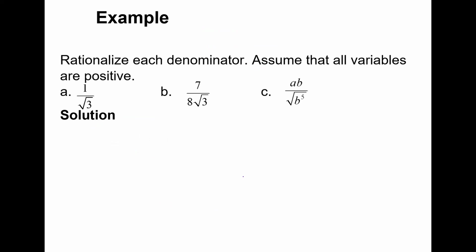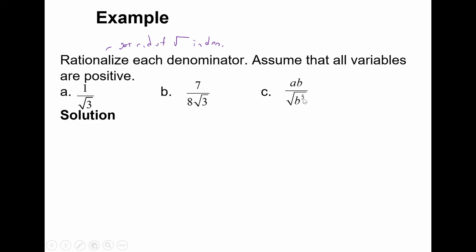All right, so we're supposed to rationalize each denominator, assume all variables are positive. So rationalize the denominator. What does that mean? Well, that means we want to get rid of radicals in the denominator. Okay, so we want to get rid of the square root of 3, we want to get rid of the square root of 3, and we want to get rid of the square root of b to the fifth.